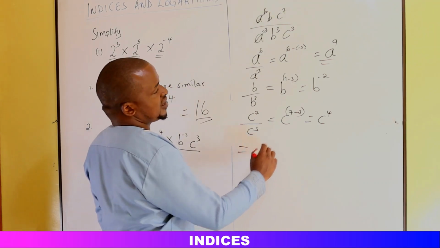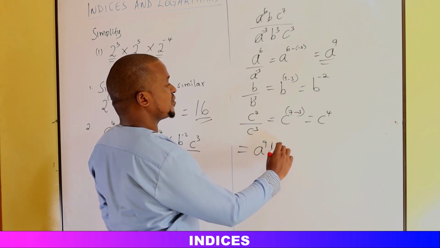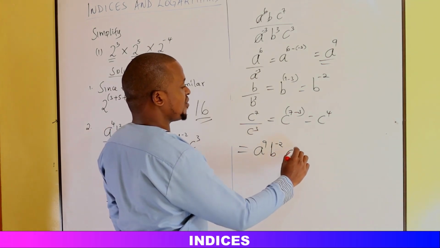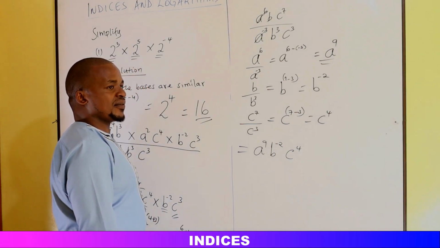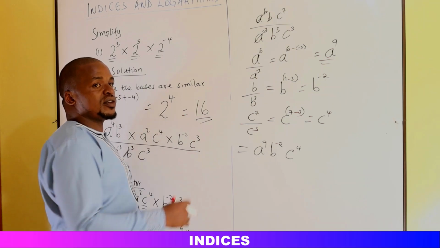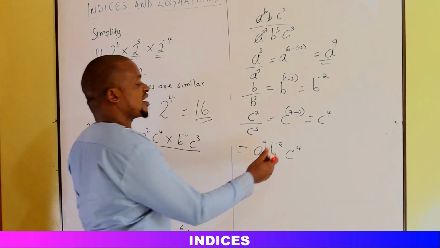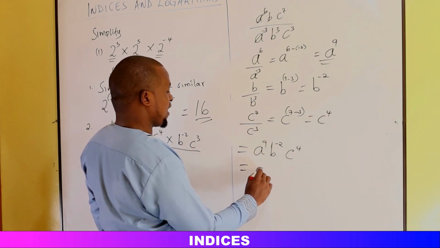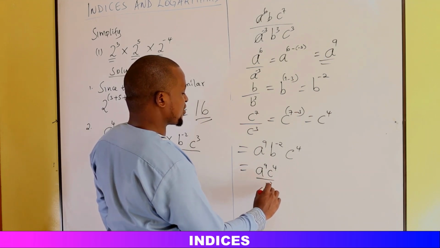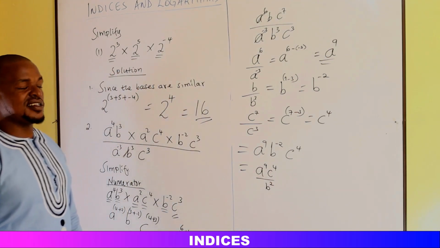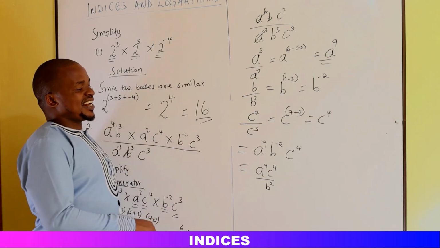Therefore, the final answer will be a raised to the power 9, b raised to the power negative 2, c raised to the power 4. And according to our laws of indices, this one can also be written as a raised to the power 9, c raised to the power 4 over b squared. That is the law of indices that deals with negative indices.